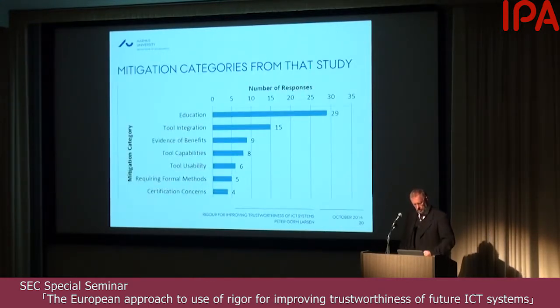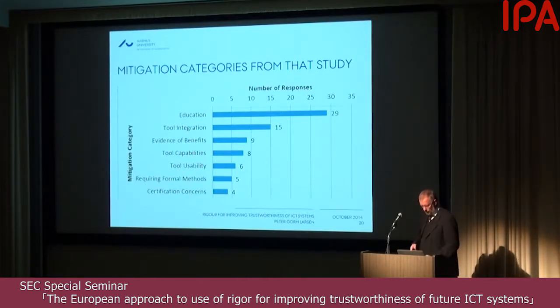Now, in the same survey, they also try to look at what would be the mitigation categories that could be used to help improve that situation. And again, education is way the biggest one, and tool integration, in particular tool integration towards the tools you already use, was the top scores.